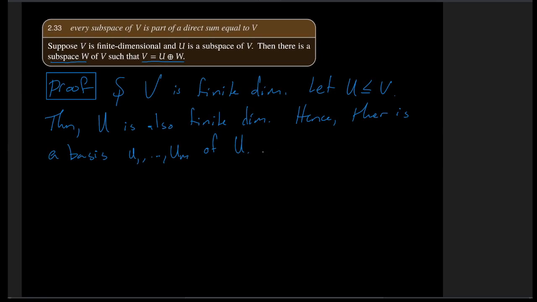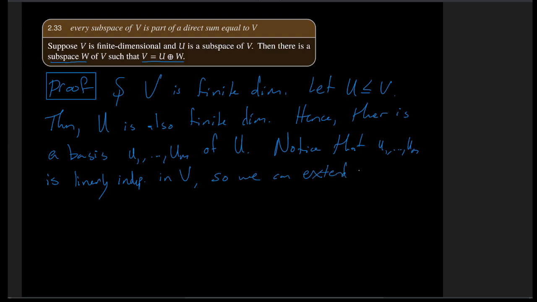Now, here's the thing to notice. Notice that U1 through UM is linearly independent in V, since it is in U as well. A basis is a linearly independent spanning list. This is a linearly independent list of vectors in U, and since U is a subspace of V, it is a linearly independent list of vectors in V. Okay. So we can extend it to a basis of V, let's write it as U1 through UM, W1 through WN. This just comes from our last result, the one we just proved.